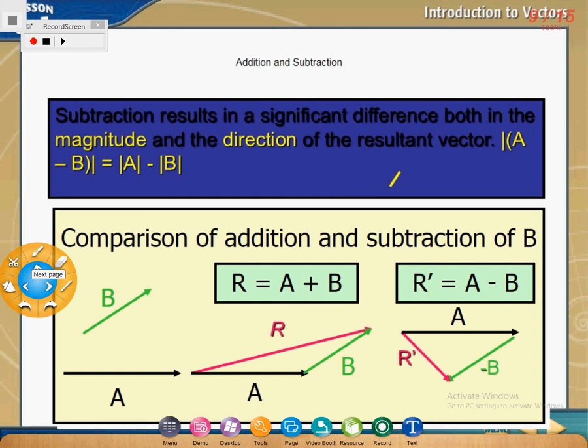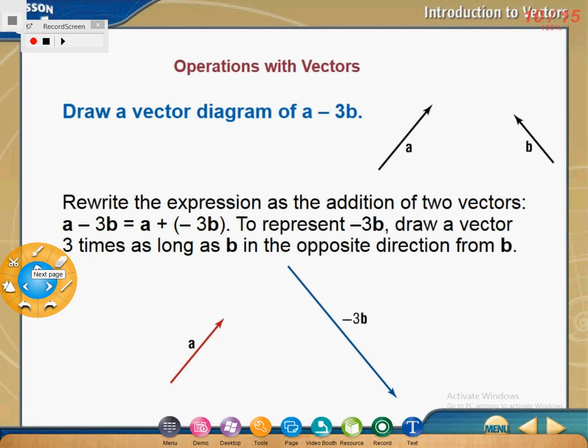We're just changing the direction of B. Of course, the resultant will be different. What if we have this equation and I want you to try to solve it alone? I'll give you 1 minute. This is your classwork. Draw a vector diagram of A minus 3B.